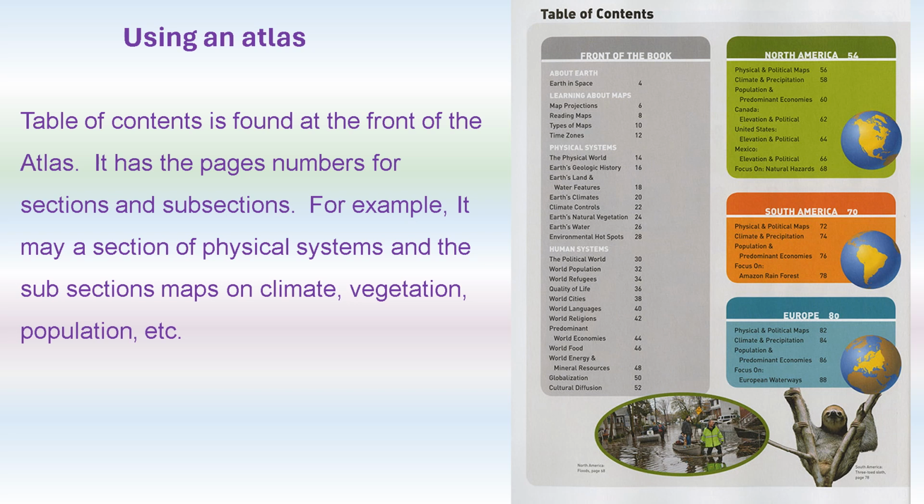Now, these are all different types of maps that you're going to find. Another example would be population size, and it has a page reference for that. So there are different types of maps in an atlas. You also get physical maps, and then you get different types of maps in it.